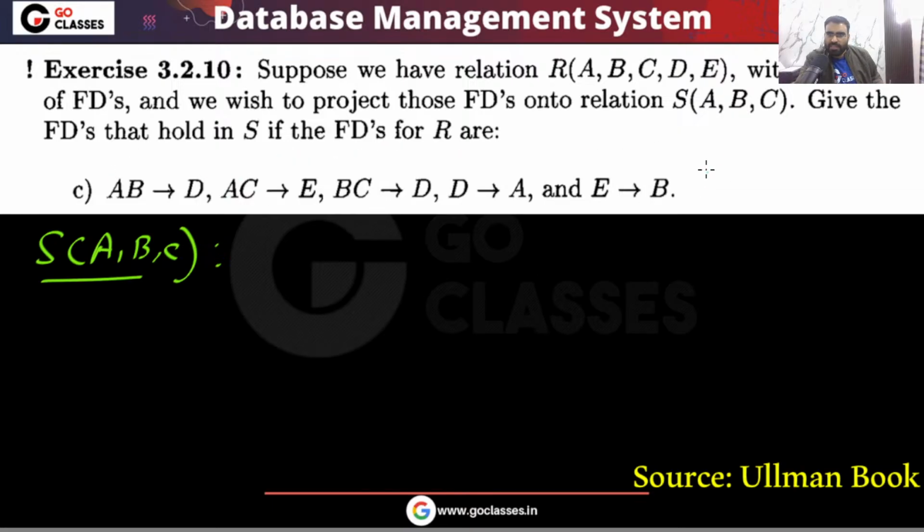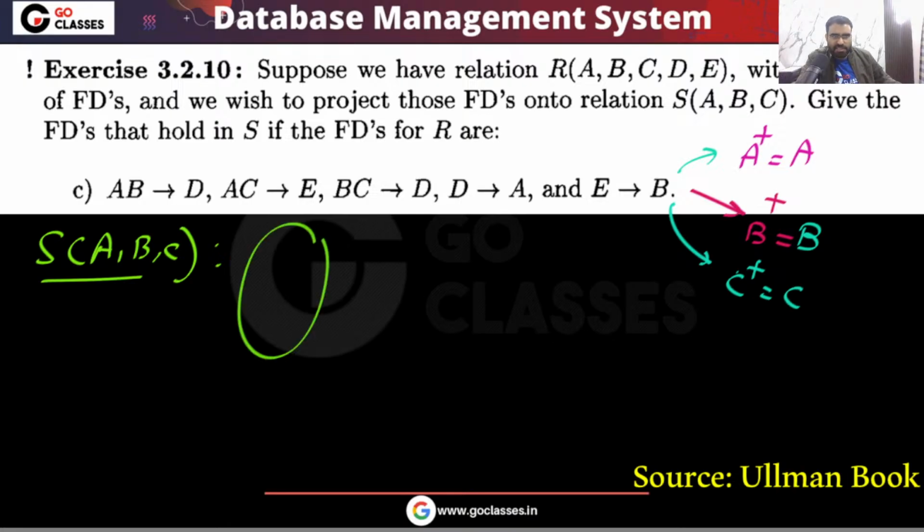Okay, so very simple point. Here, if you find A closure, then that will be A only. So we will not get any non-trivial functional dependency when A is on the LHS. And what about B closure? That will be B only. So when LHS has only attribute B, we will not get any non-trivial functional dependency. What about C closure? That will be C only. So you can see that if LHS has a single attribute, then we will not get any non-trivial functional dependency.